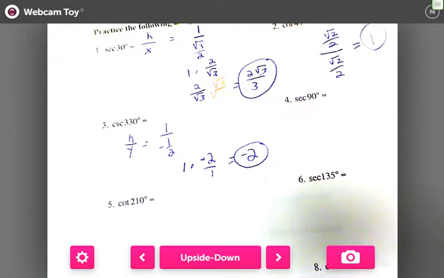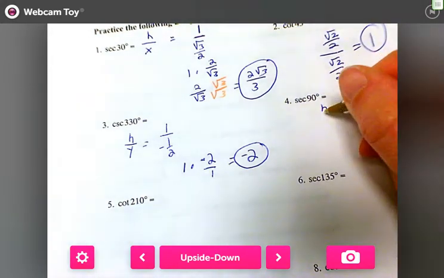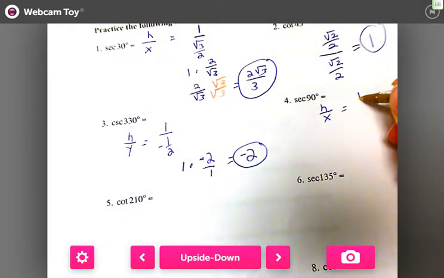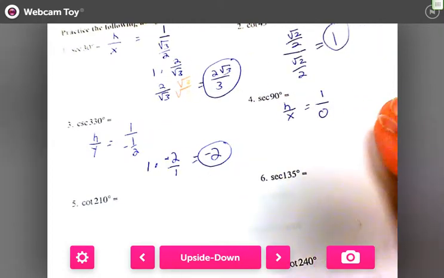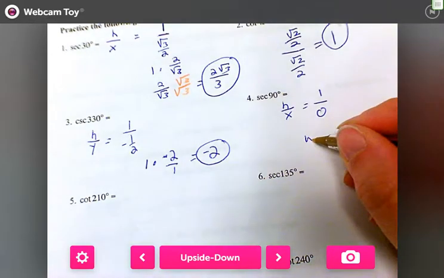Okay, let's do one more because this one's funky. And then I'm going to let you guys do the next 6 on your own, and then we'll go over the answers together, okay? Secant of 90, that's h over x. The hypotenuse is always going to be 1 for the unit circle. What's the x value at 90 degrees? 0 is on the bottom, so what is it? Not 0, it's undefined.